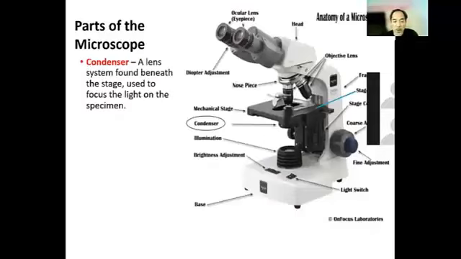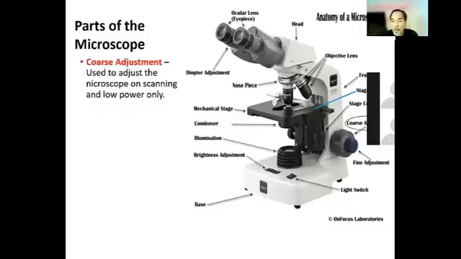And then we have the condenser. The condenser is a lens found beneath the stage, and it is used to focus the light on the specimen. So the condenser is the one that you focus onto the bottom of the stage. So this is your condenser. And then on the side, we have the coarse adjustment.